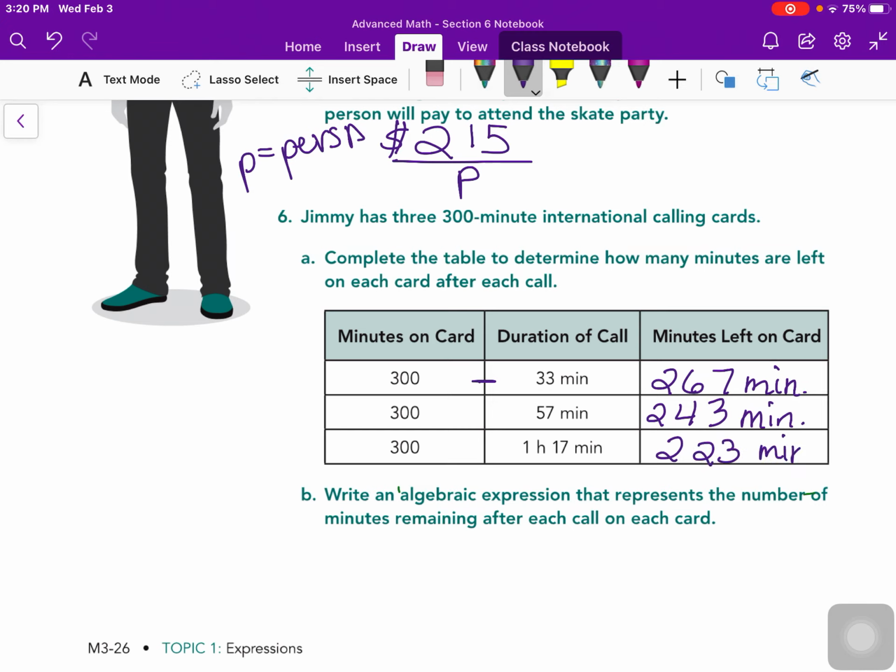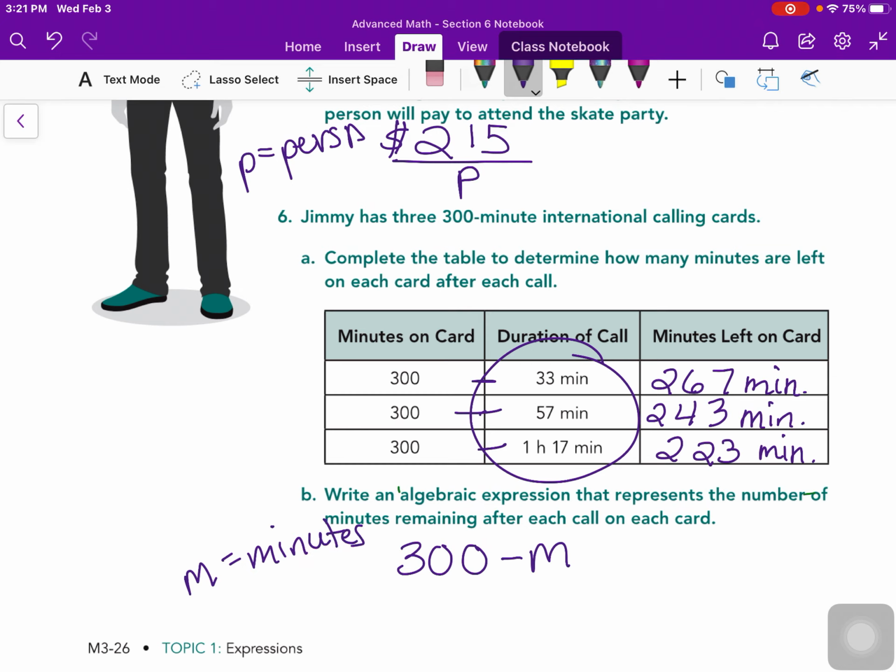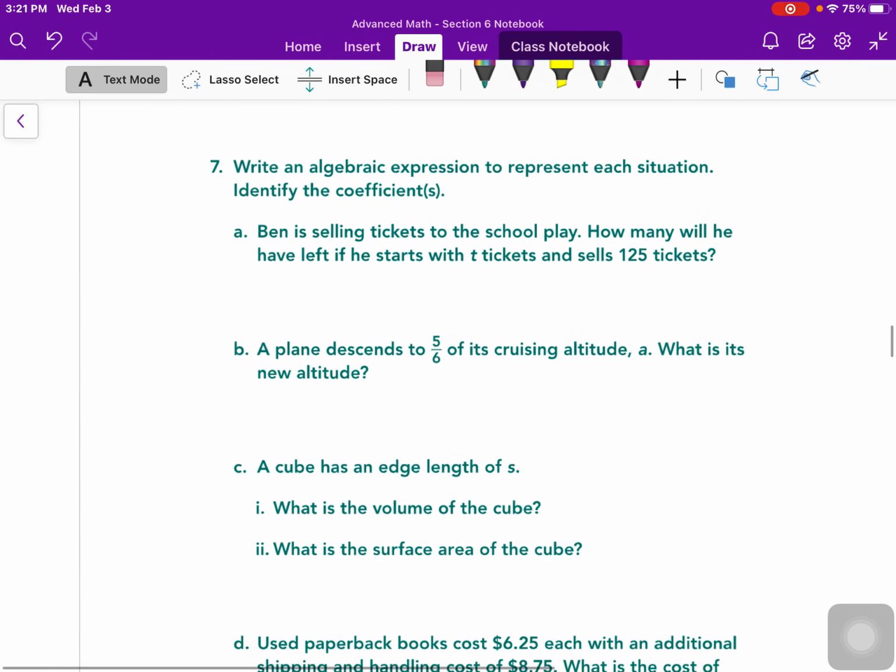All right, so hopefully you got the answers that I got, 243 minutes, 223 minutes. Write an algebraic expression that represents the number of minutes remaining on the card. So what was the variable? What was the thing that changed every time? It was this right here. So our algebraic expression could be 300 minus, let's call them M, and M will stand for minutes. And that will tell us how many minutes are left on the card. Good. Algebraic expressions usually don't have equal signs, so we can leave it just like that.